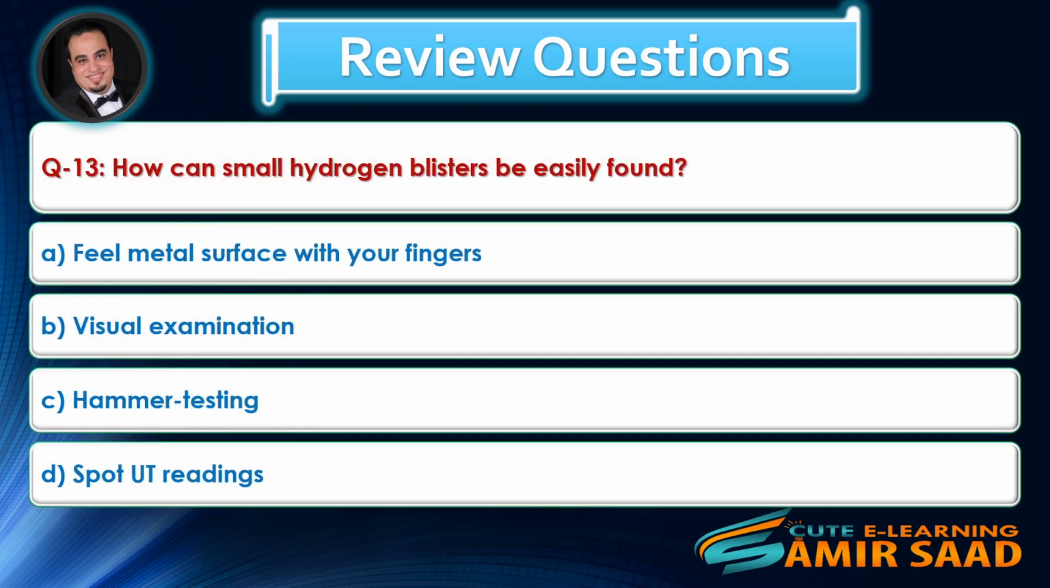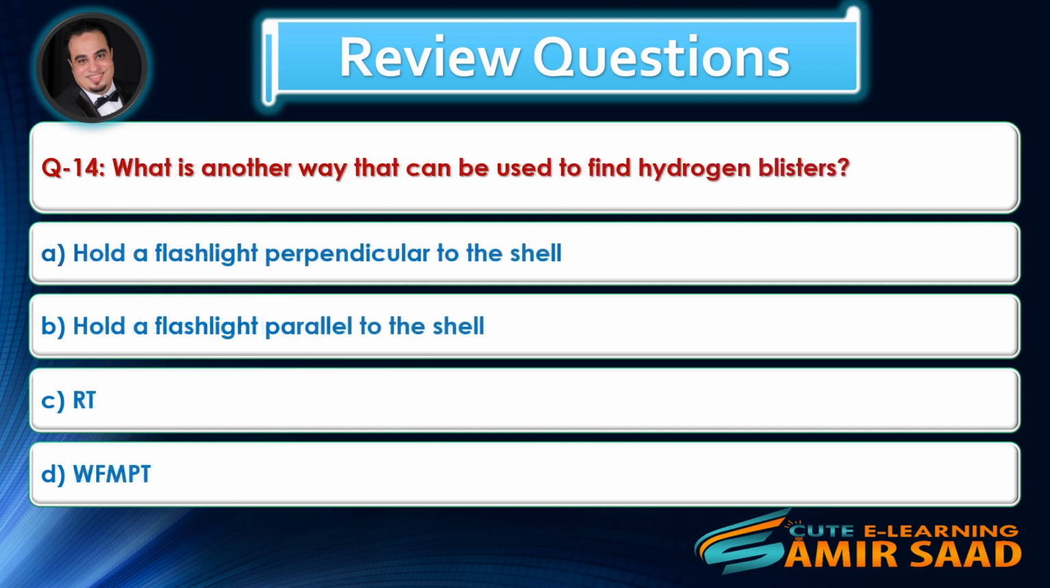Question number 13. How can small hydrogen blisters be easily found? Answer is A. Question number 14. What is another way that can be used to find hydrogen blisters? Answer is B.